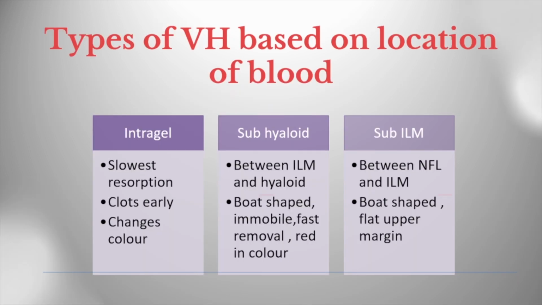As a side note, the types of vitreous hemorrhage are based on the location in the vitreous. So there is intragel, which is the slowest to resolve and clots early and changes in color. Subhyaloid, which is fastest, and subalum bleed.